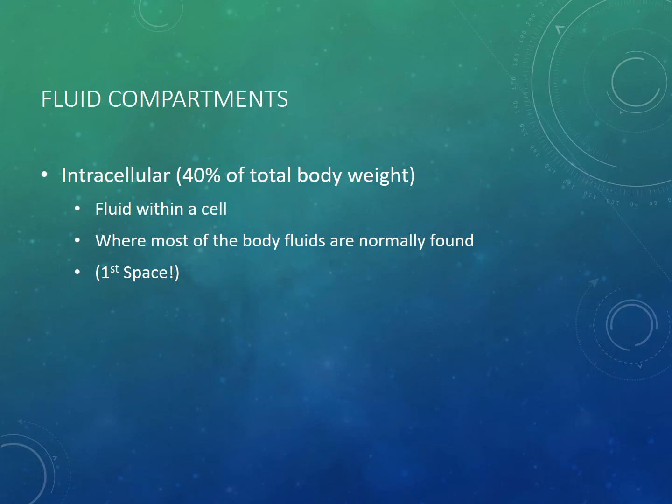It comprises 40% of your total body weight. So 40% of the weight that you see when you step on the scale, that's your intracellular fluid, and it's actually the largest space. Even though we have to take all those little tiny cells, the fluid, all of those, and add it all together, that is your largest space. So we call it our first space. First space because it's not difficult to access at all, but it's also very much larger than the other spaces.